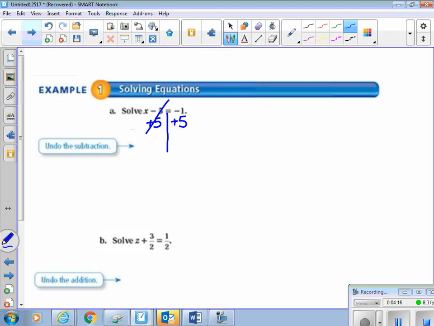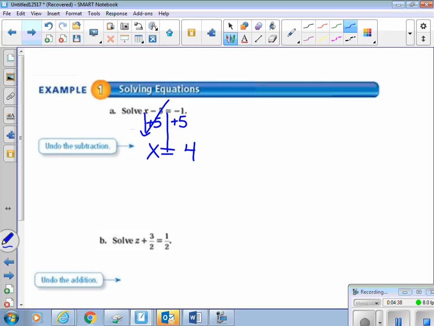So now we can see that I only have x left over here, so I have x by itself. And x is going to equal negative 1 plus 5. What's negative 1 plus 5? My signs are different. I find the difference. 5 minus 1 is 4. And I take the sign of the higher absolute value, which would be the 5, so my answer is a positive 4. So x equals 4.